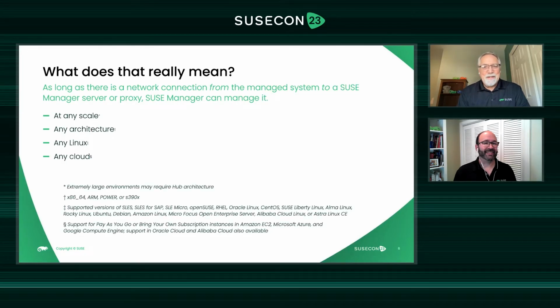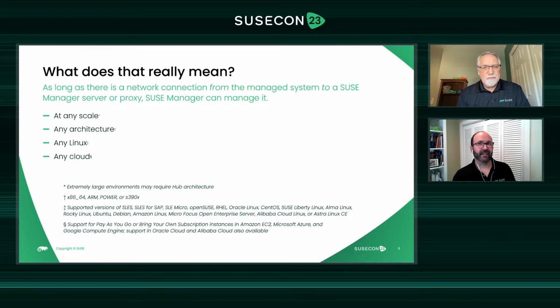At any scale means you might need our hub architecture, which we don't talk about in this presentation, but there are other sessions about it. Usually only if you have more than 10,000 managed systems. Correct. Any architecture means any of those four that we mentioned. We're not going to manage any really obscure architectures. Any Linux, well, you see the list here. It really is a pretty extensive list.